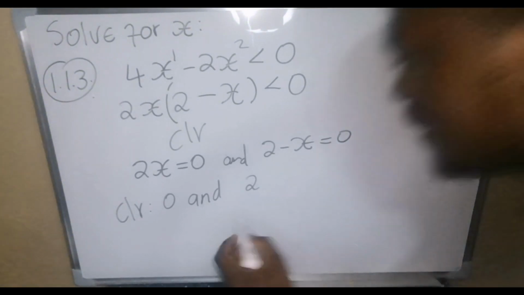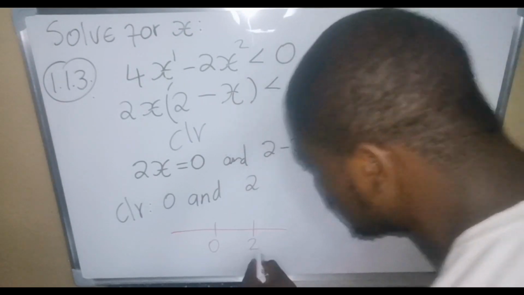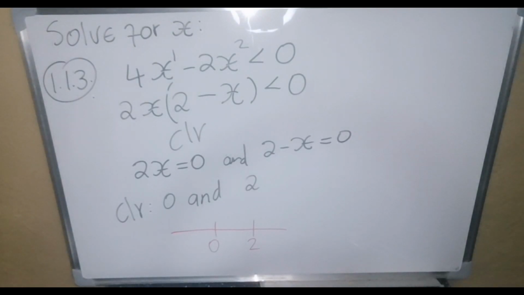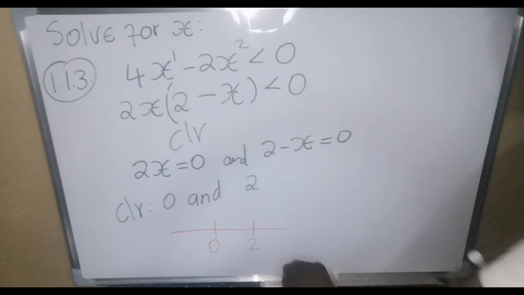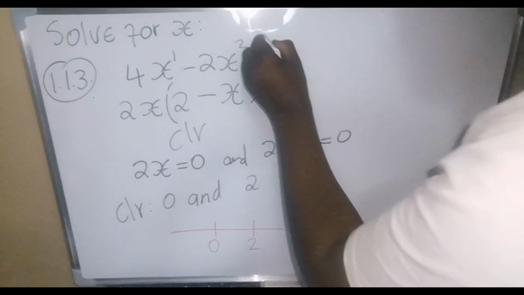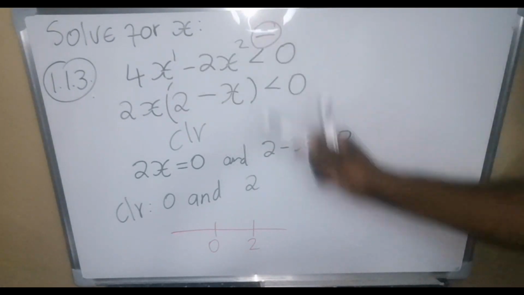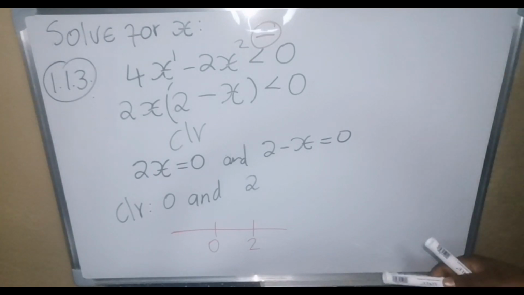Therefore, you can draw a number line with 0 and 2. Now, you do the very same procedure. We look at our inequality sign, which in this case is negative, because they are saying 4x minus 2x squared is smaller than 0. All values that are smaller than 0 are negative. So from our number line, we need to find the side which carries the negative solutions.